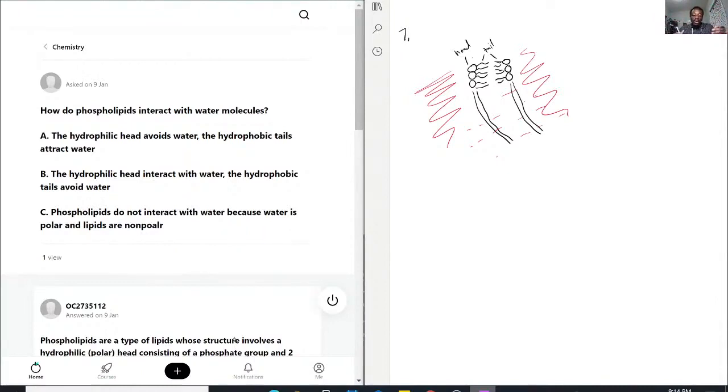So to say that lipids are non-polar technically isn't incorrect, but a phospholipid is a combination of a polar and a non-polar side. With all that being said, the best choice is indeed B, because it says that the hydrophilic head, which is where the phosphorus and stuff is, interacts with water, while the hydrophobic tail, which is where all the lipids and the fats are, avoids water, which is typically what you see in the phospholipid bilayer.